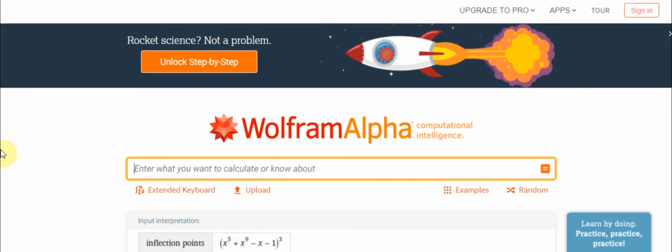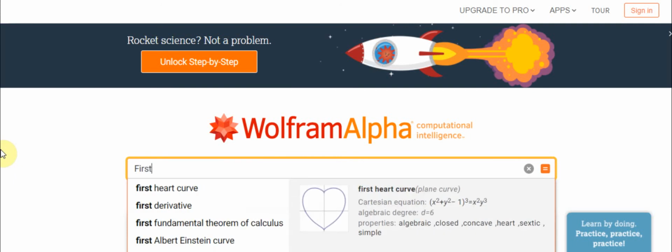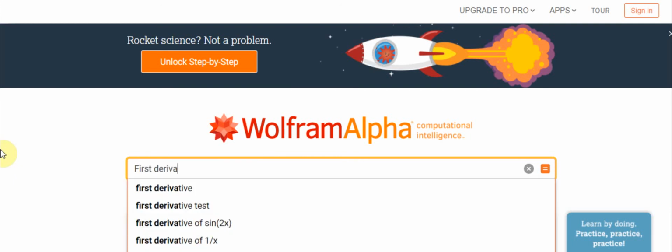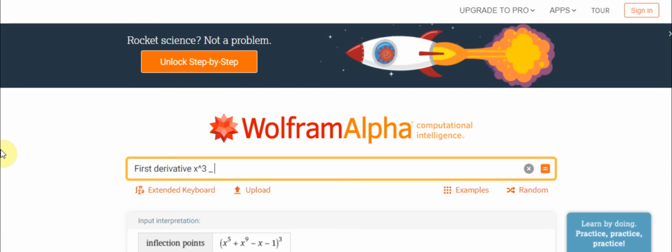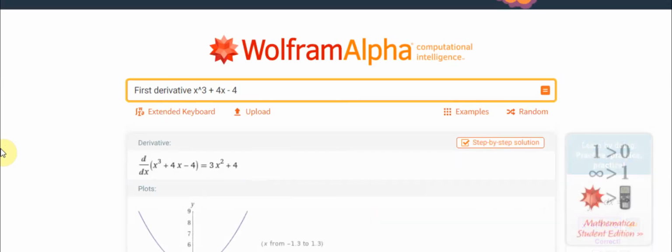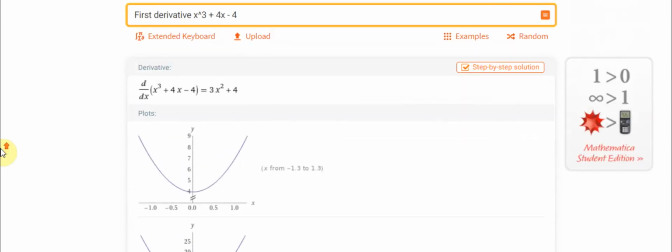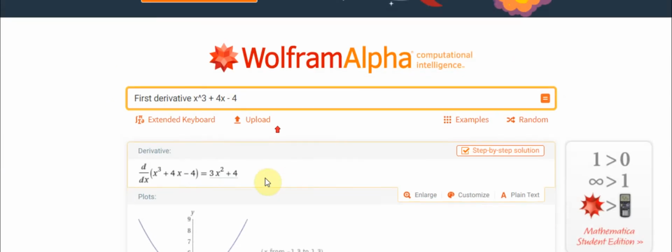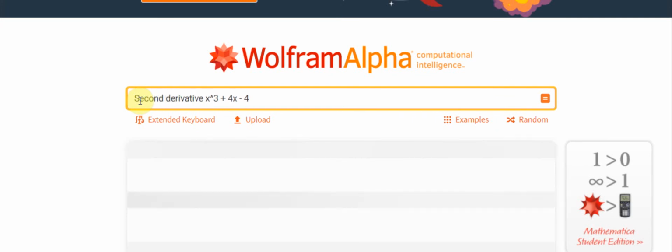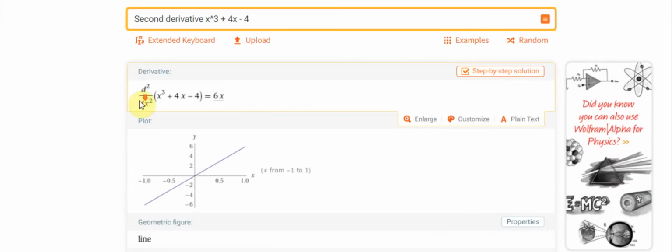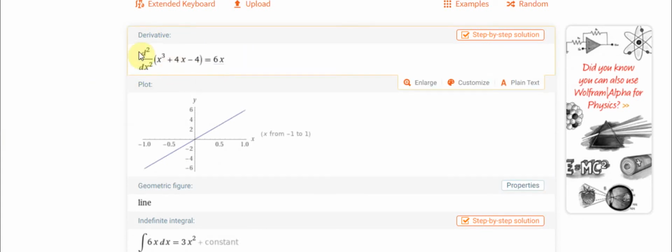If you want to find the derivative, for example the first derivative, it will show the answer here. Second derivative, it will show like this.